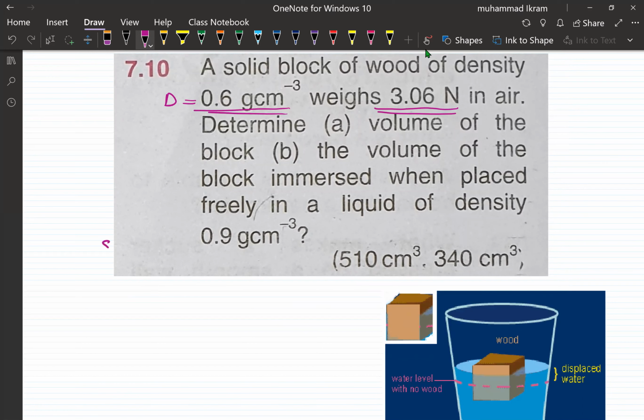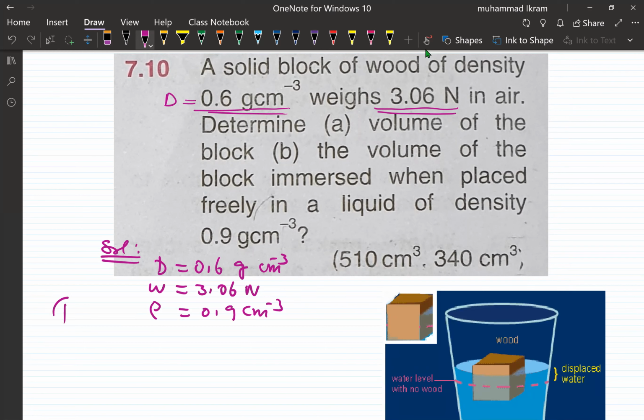For the volume of the block, first, what is given? The density of the block is given, and it is 0.6 gram per cubic centimeter, right? And the weight of the block is given, 3.06 Newton, right? And the density of the liquid is also given. It is 0.9 gram per cubic centimeter.